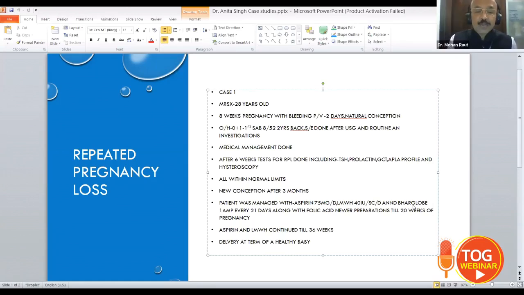So, madam, do you consider aspirin and low molecular weight heparin in all patients of recurrent pregnancy loss, say 2 or more? After two, I prescribe if I do not find any other cause. And even immunoglobulins? Immunoglobulins, I have started recently, about 1 year back. Have you encountered any side effects with this immunoglobulin? Not till now.